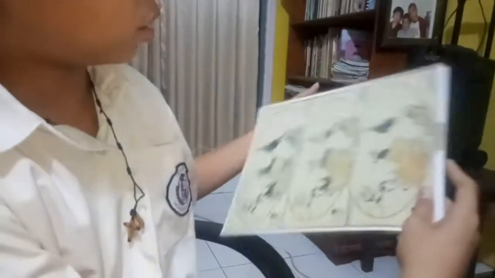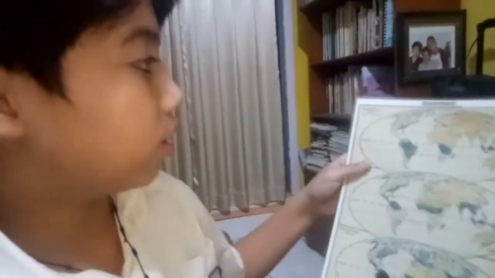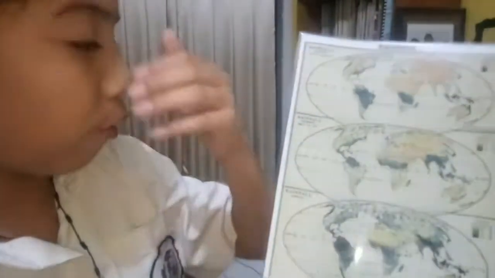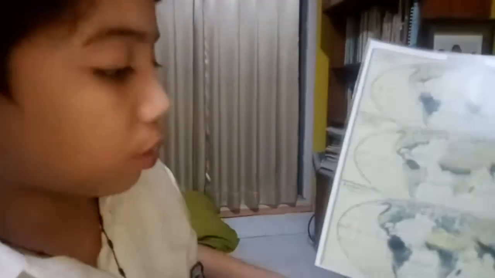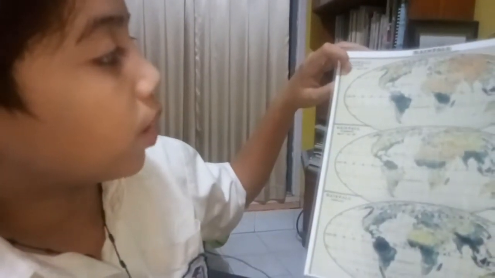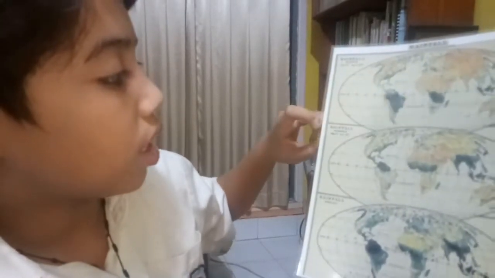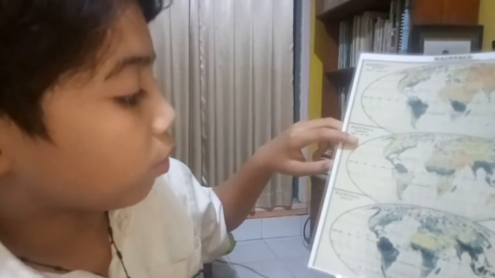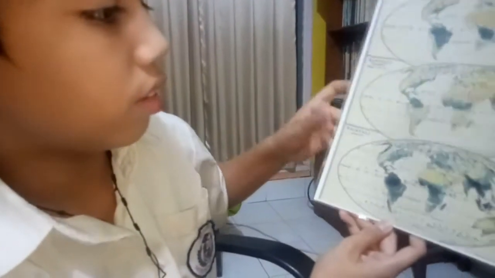And now this is the rainfall. Different places have their own unique rainfall, like winter rainfall from November 1st to April 30th, summer rainfall from May 1st to October 31st, and annual rainfall. Moving on.